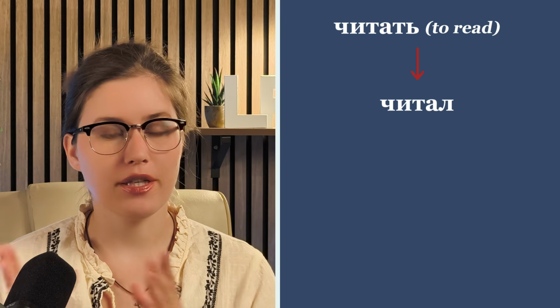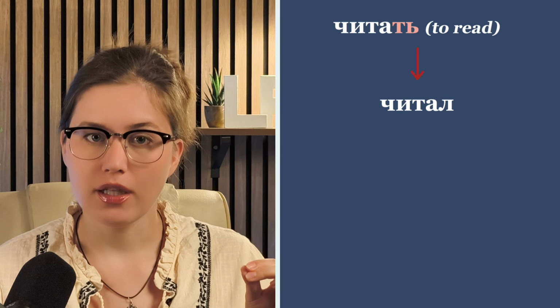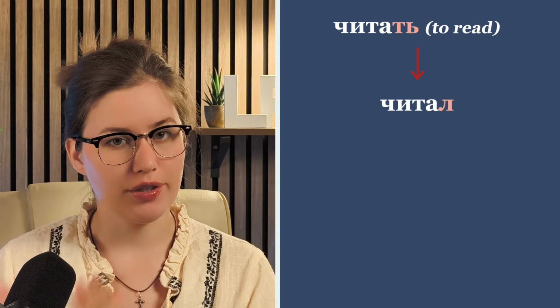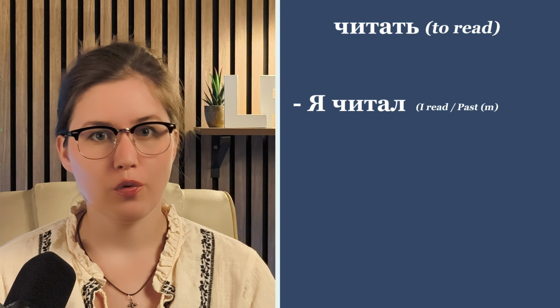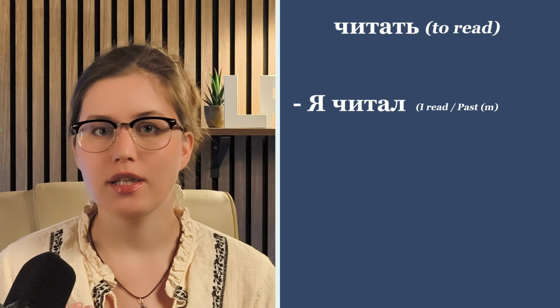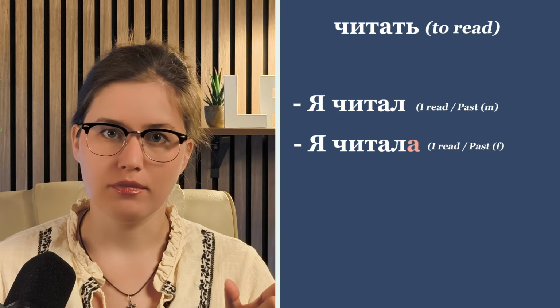Here's how you build it. Take the verb, for example, читать, to read. Drop the t and replace it with l. Читать, читал. But now something happens that doesn't exist in English at all. In Russian, the verb ending changes depending on the gender of the subject. For example, if you are a man, you say я читал, I read. But if you're a woman, or how I would say that, I would say я читала. To make the feminine form, you just add a after l.